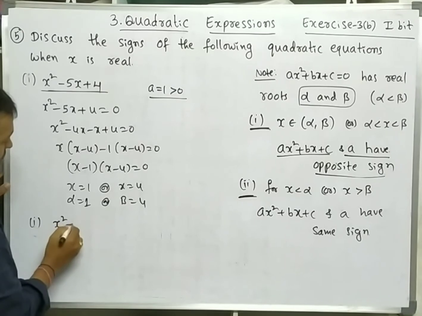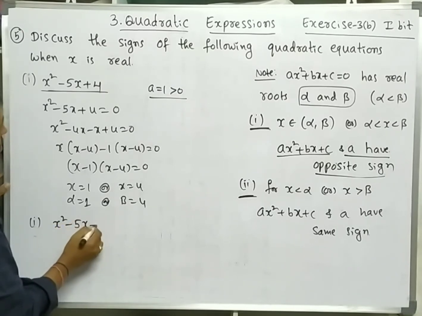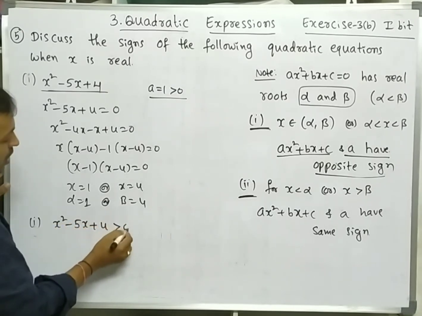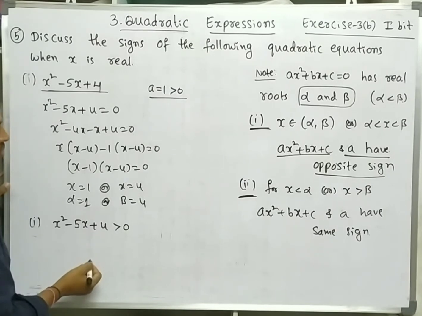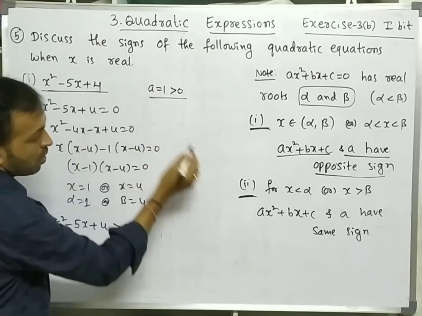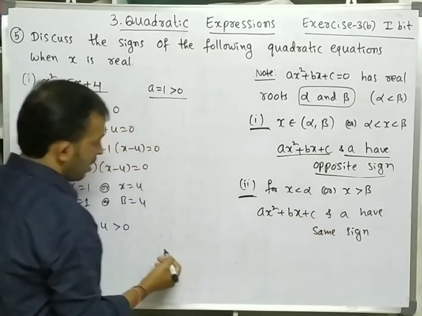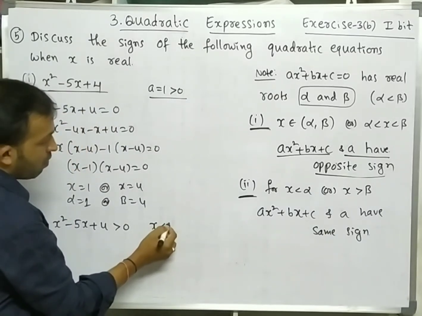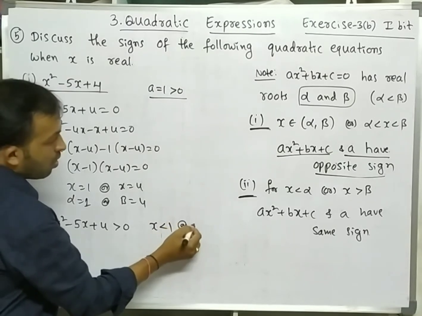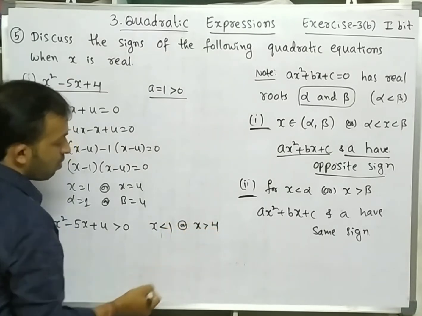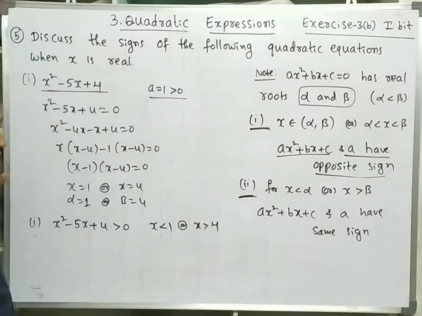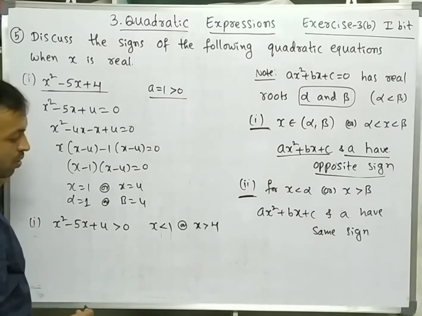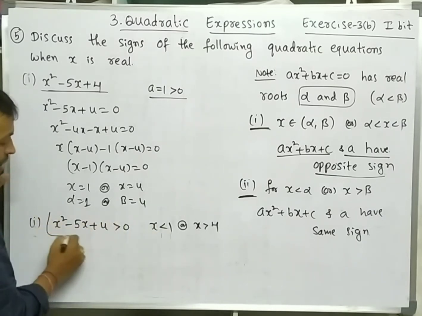x square minus 5x plus 4 is greater than 0, positive. That means both are positive, both are having same sign. Then x is less than 1 or x is greater than 4. Okay, in that case this is positive.